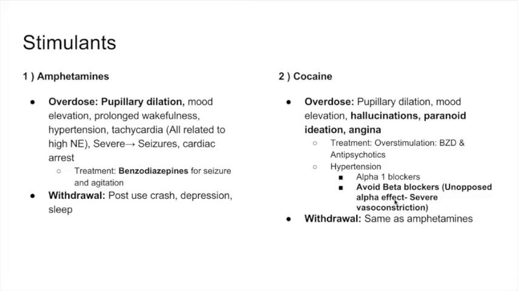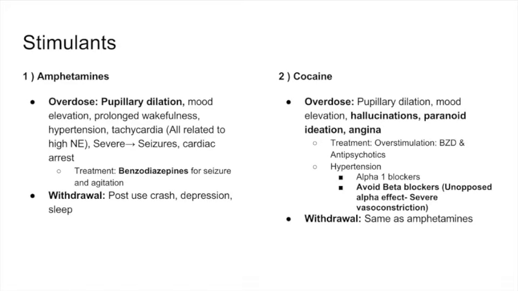Now, can you tell me why we use alpha 1 blockers and not beta blockers? The concept is this: the norepinephrine goes everywhere. It goes to the heart and to the vasculature. Alpha 1 receptors are in the vasculature, and beta receptors are on the heart, or at least beta 1 is in the heart. If you give alpha blockers, you block the vasoconstriction in the vasculature and you'll be fine. You'll treat the hypertension.